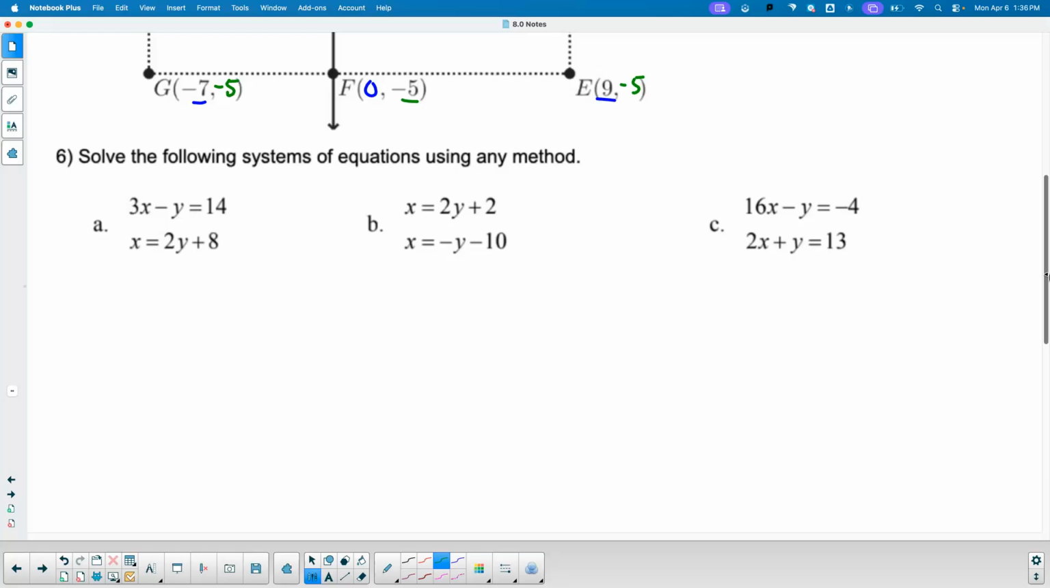Substitution, because it's already substituted for x, right? Okay. In letter B, what should you use? I'd use substitution again, because both of them are solved for a variable. And in letter C, what should you use? That one I would use elimination. Okay? Solve those three for me.